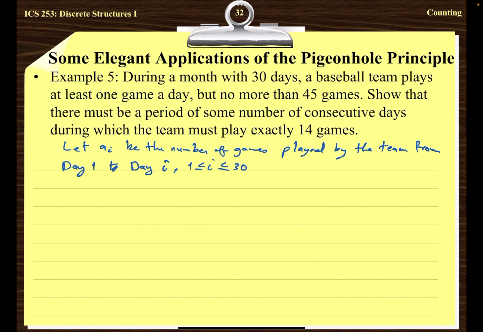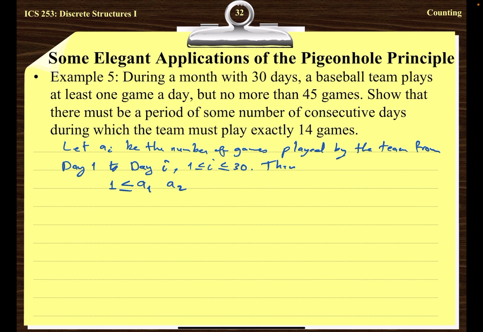Can anybody tell me what we know about A_1? Is it strictly greater than 1, or could it be equal? A_1 is greater than or equal to 1. We know that for sure. What is the relation between A_1 and A_2? Is it less than or less than or equal? A_2 is not from 1 to 2.